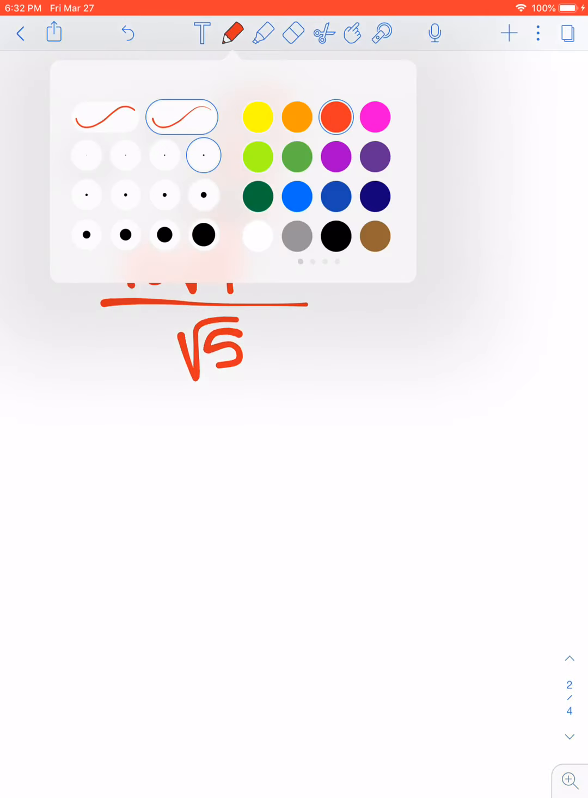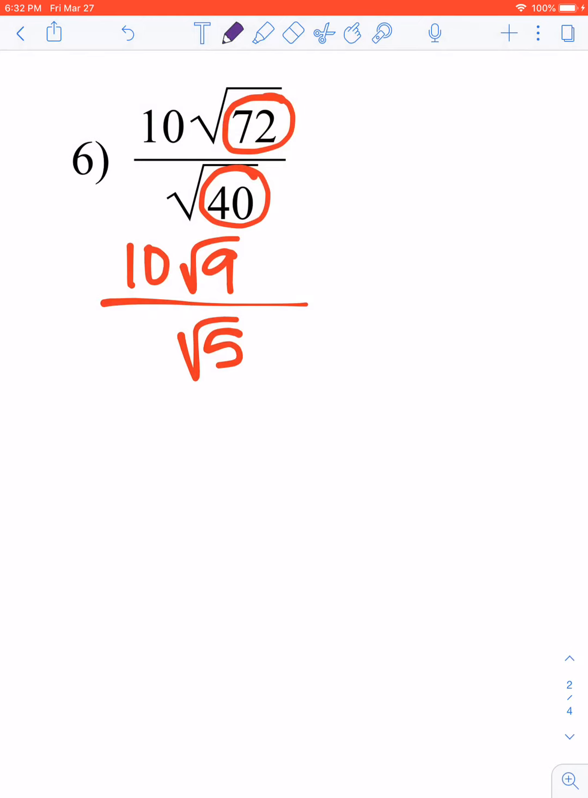What's going on here, guys? Remember how I told you simplify up front? Isn't that a perfect square of 3? So I get 30 over root 5. And all I have to do is get rid of the root 5.